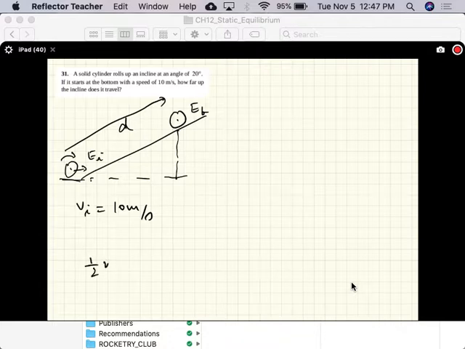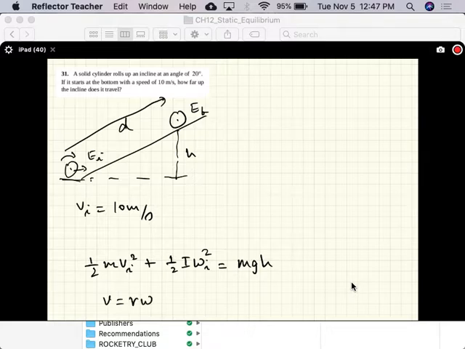At the bottom you have translational kinetic energy plus rotational kinetic energy, and that is equal to mgh. It's the height that this thing has risen. The center of mass has risen from here to there, by that height. So this kinetic energy got converted to potential energy. Now the linear velocity is related to angular velocity like this.